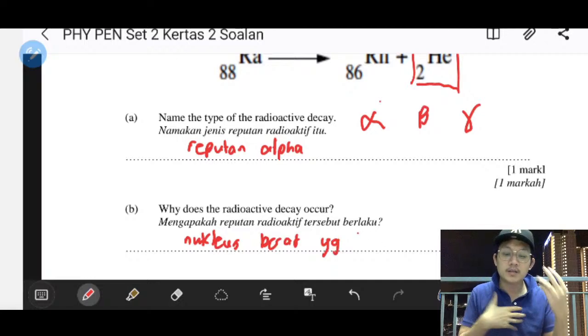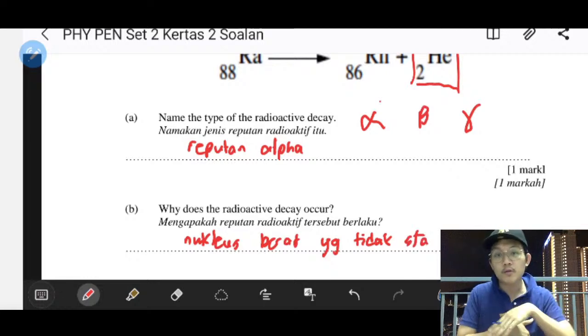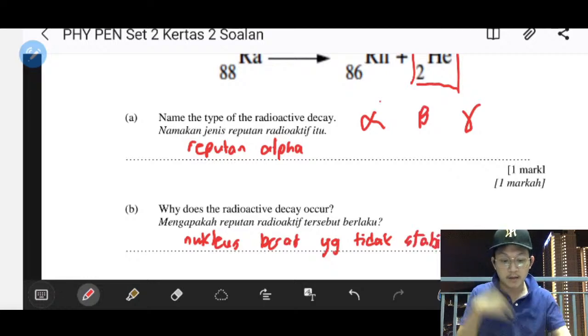Okay, that is the keyword in SPM. And it is very important to observe all these keywords. Even if you write nucleus berat, doesn't give you any mark. The keyword tidak stabil must be there.